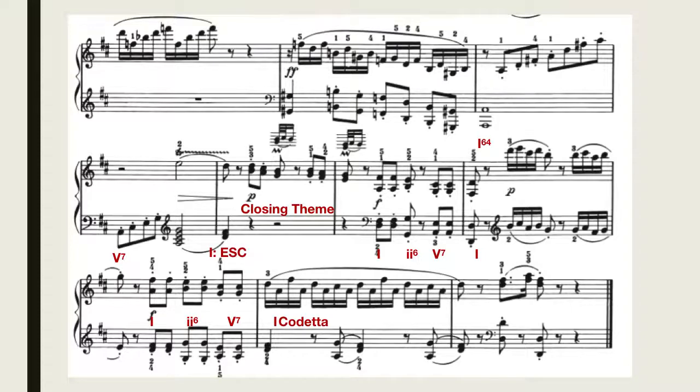The closing theme is the same. We still have that 1, 2, 5, 1 progression, and that is the end of our sonata.